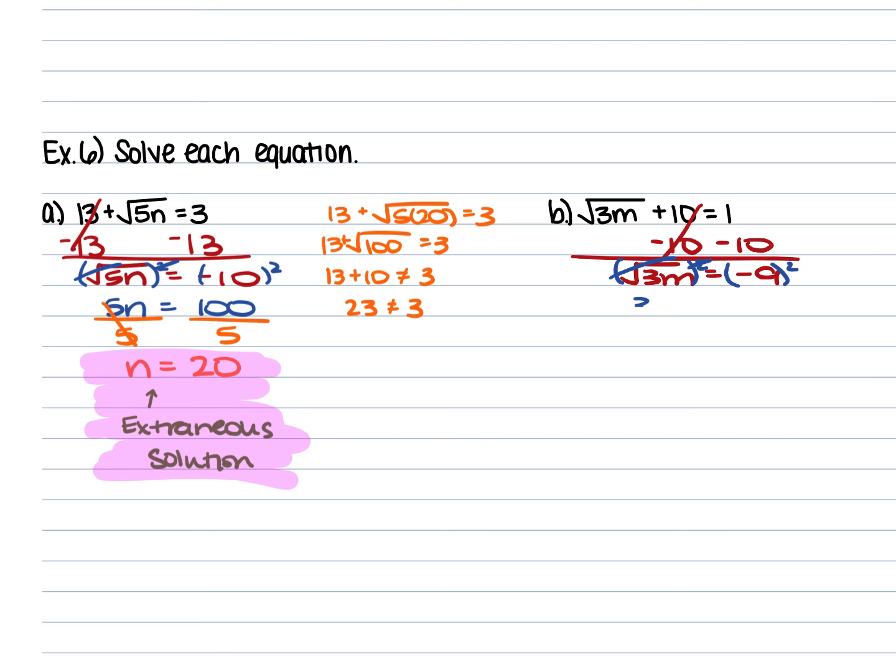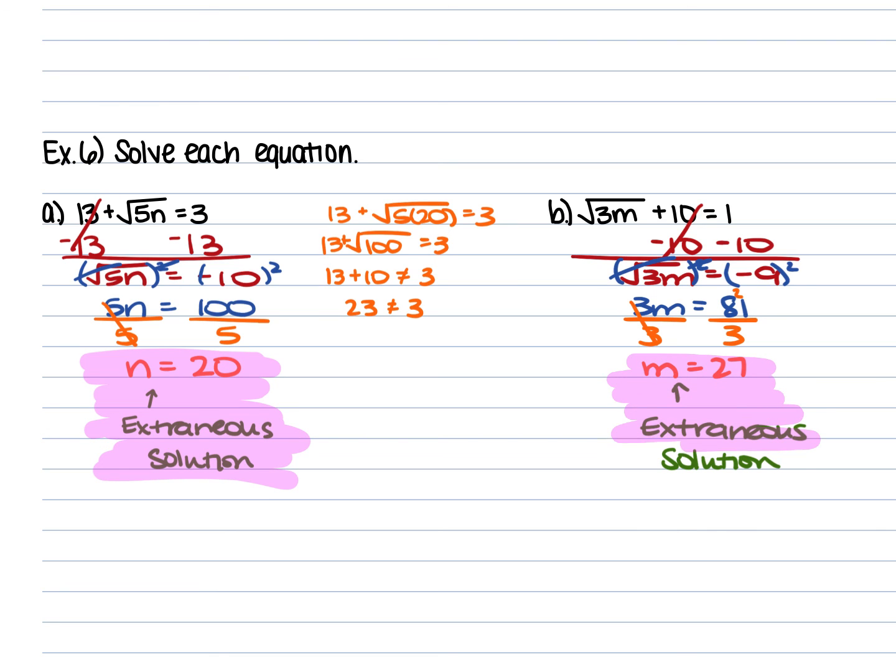which cancels out the radical. You have 3m is equal to 81. We divide each side by the 3. 3 goes into 8 twice with 2 left over. 3 goes into 21 7 times. So m is equal to 27. Again, this is called an extraneous solution. And even if I wanted to check it, I could plug my value in. So I'd have the square root of 3 times 27, which is the square root of 81, plus 10. 9 plus 10 is not 1.